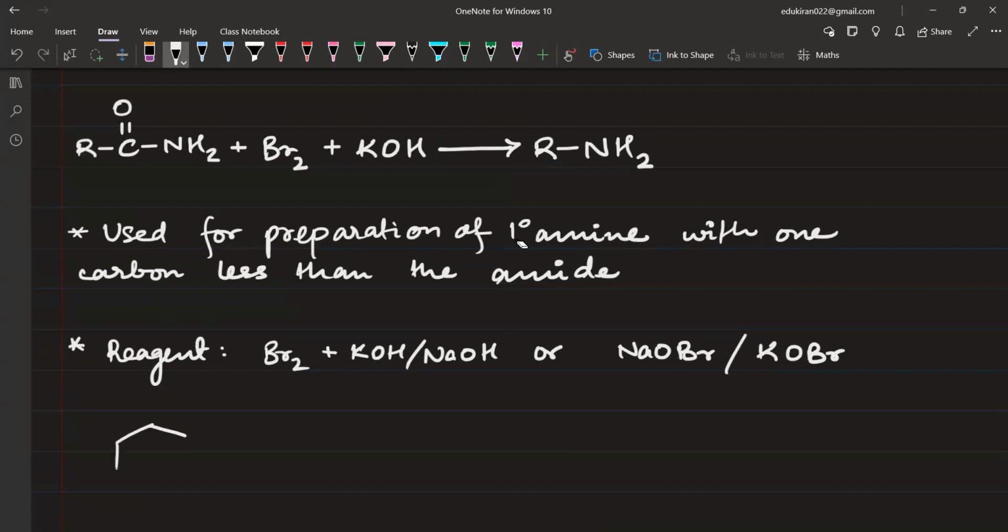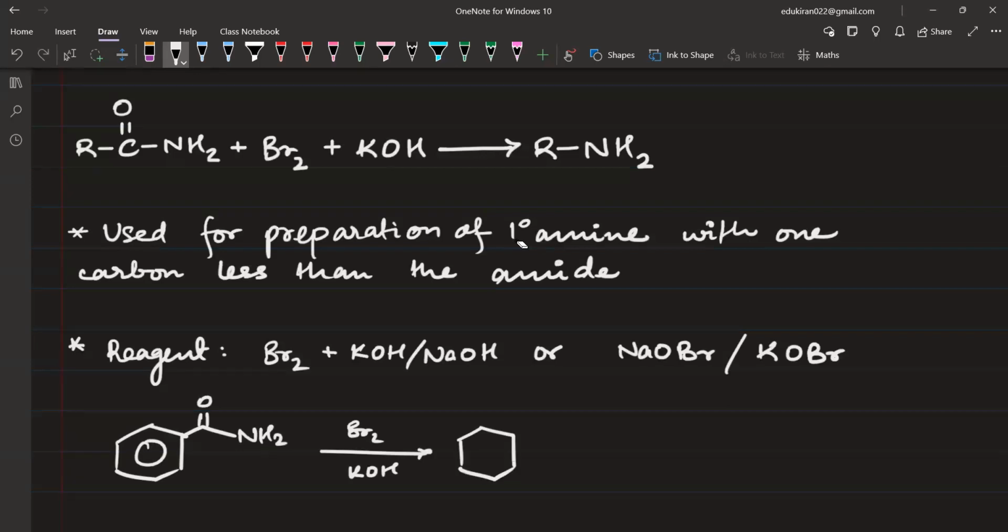Now the same type of reaction can also be done with amides that have a benzene ring, that is benzamide, C double bond O, NH2, and this is also going to, you have Br2 or KOH के presence में, this is going to give you amine with one carbon less than the amide, so this is going to give you aniline. चलिए, please copy this down.